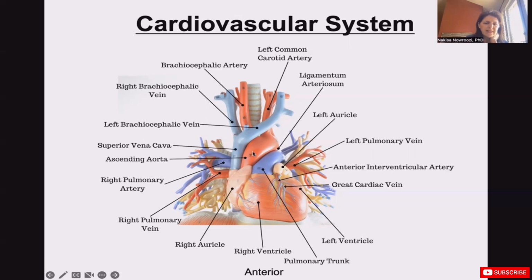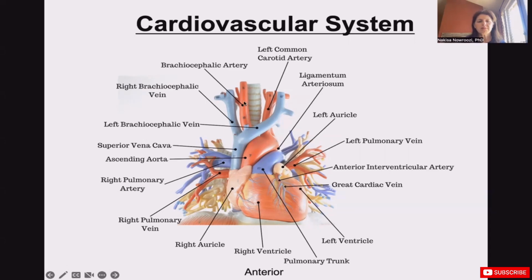Here showing us ascending aorta and aortic arch. And this is pulmonary trunk. Between these two, there is a ligament connection. It's called ligamentum arteriosum. This ligamentum arteriosum is actually an opening in fetus, so circulation of the blood is faster. And then after the baby comes out of the birth canal, with the first breath, this will be filled with ligaments and it will be closed and becomes ligamentum arteriosum.